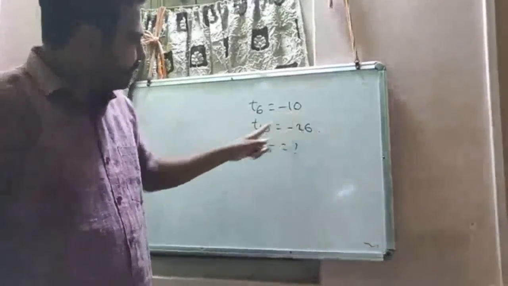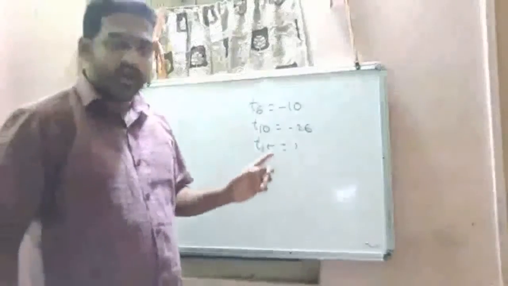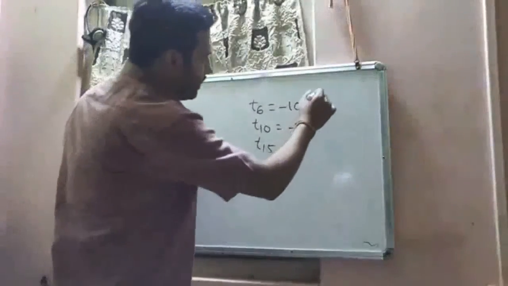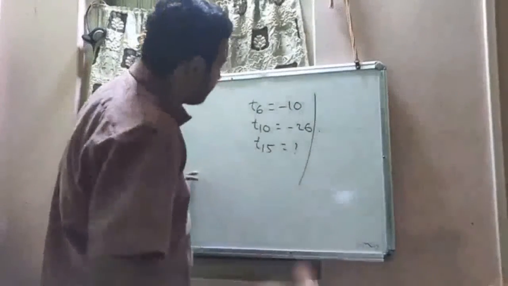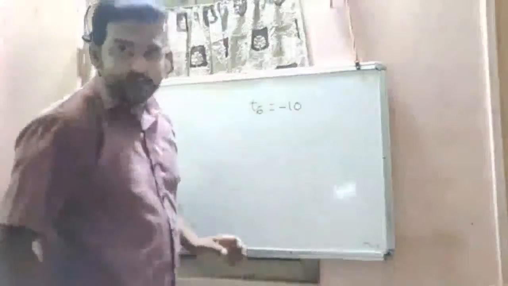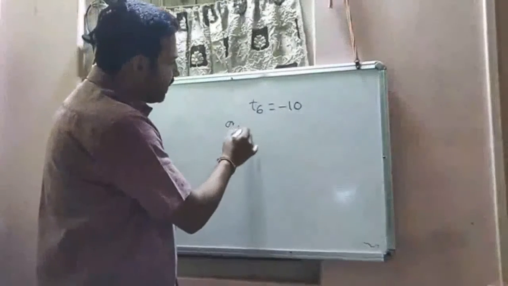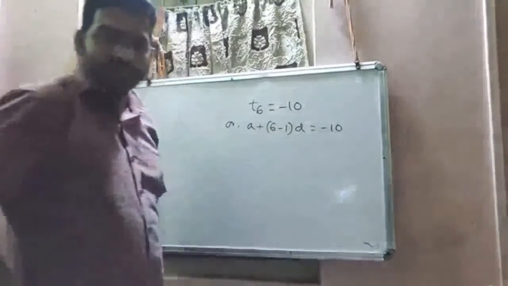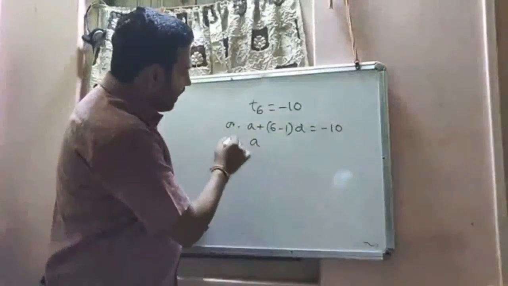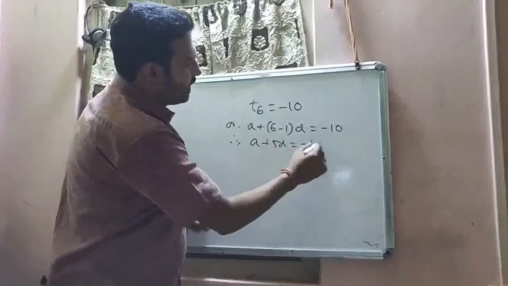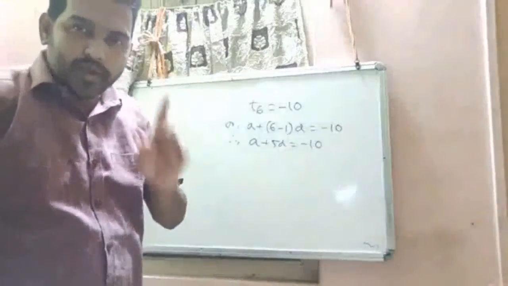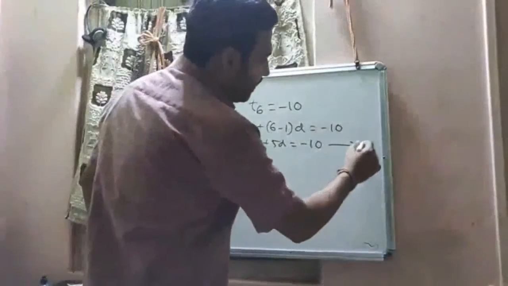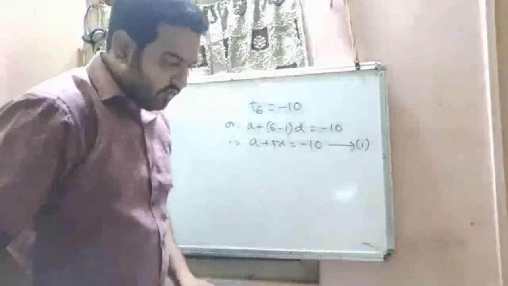The 6th term is minus 10, the 10th term is minus 26, and we have to find the 15th term lying in the AP. So let's proceed. Here, the 6th term is minus 10. So what can I write? A plus 6 minus 1 into D is equal to minus 10 from the formula. So A plus 5D is equal to minus 10. This is an equation with two variables, A and D. Let me mark it as equation number 1.